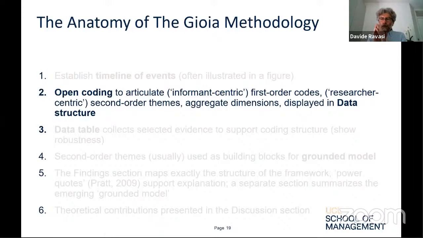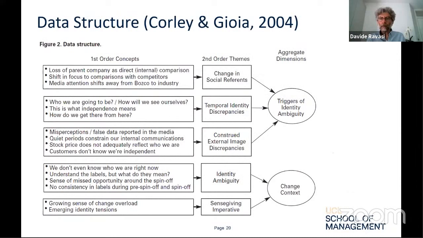And the data structure shows this progression. This is a data structure. Now, if you notice, can you see the arrow? Here, the first order codes are all relatively descriptive. They capture the reactions, the responses, the questions that were raised by the spin-off of this organization.